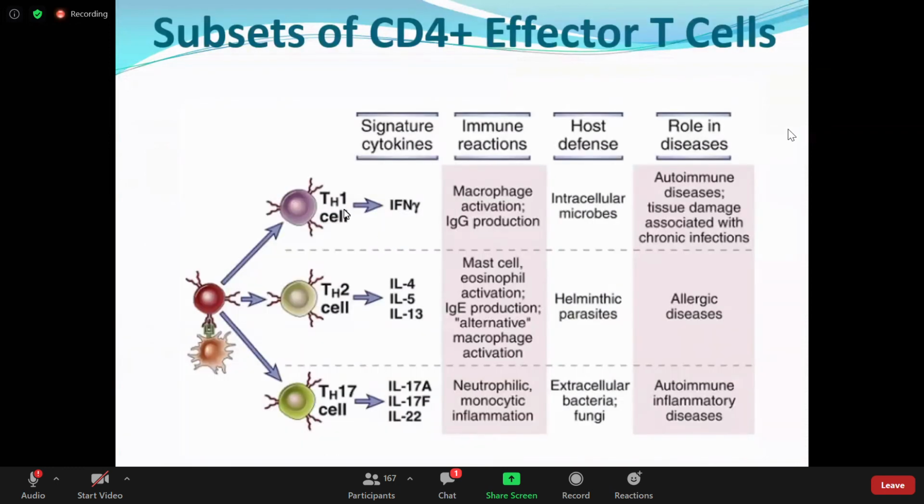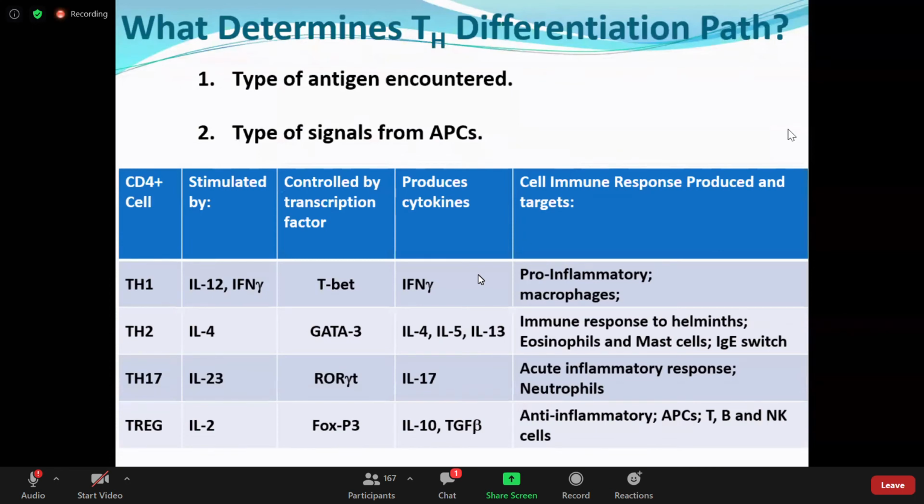This summarizes here. Th1 signature cytokine is interferon gamma, Th2 is IL-4, 5, and 13, Th17 is IL-17 and 22, and this basically repeats what I've just said. Same here.